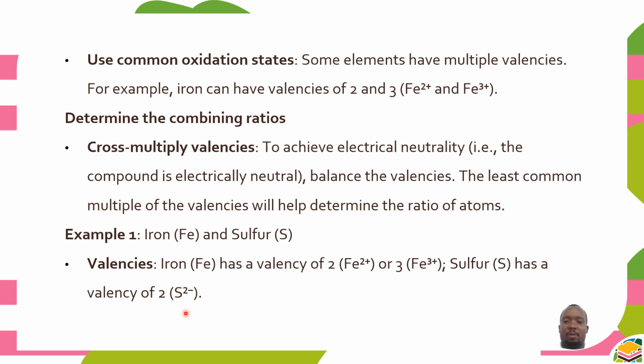A quick explanation to that is that iron is a metal, while sulfur is a non-metal. Metals have a tendency of losing electrons. So if they lose electrons, they gain a positive charge. While non-metals have a tendency of gaining electrons. So if it gains an electron, it becomes negatively charged. So that is a quick explanation. But there's more to that, and you will know the reasons as we continue with other lessons.